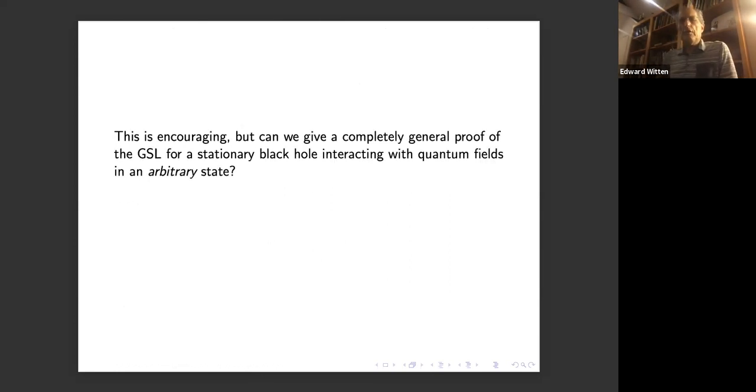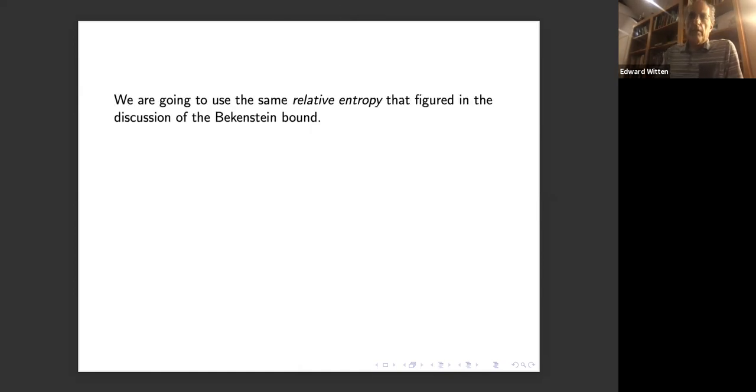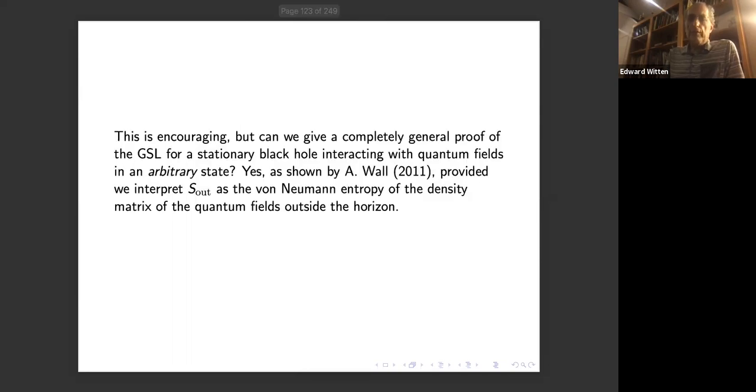So that's encouraging, but can we give a completely general proof of the generalized second law for a stationary black hole interacting with quantum fields in an arbitrary state? Yes, as shown by Aron Wall in 2011, provided we interpret S out as the von Neumann entropy of the density matrix of the quantum fields outside the horizon. In Aron's proof, you use the same relative entropy that was important in the proof of the Bekenstein bound.